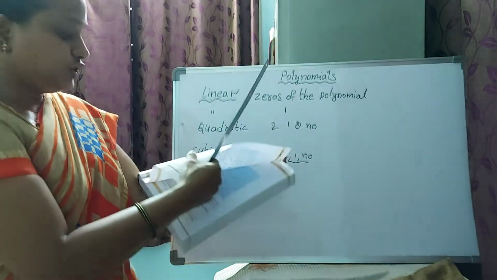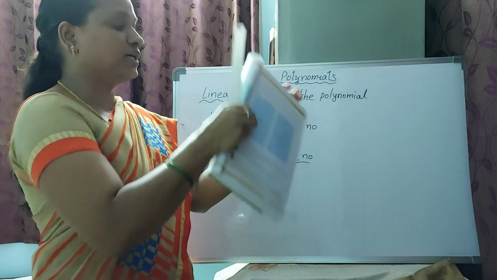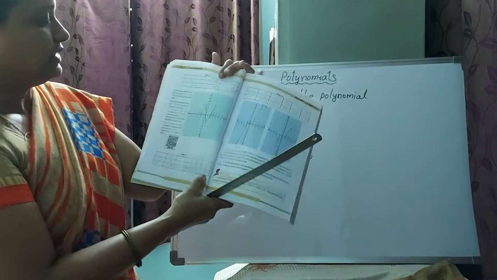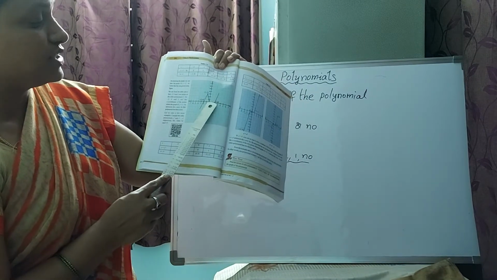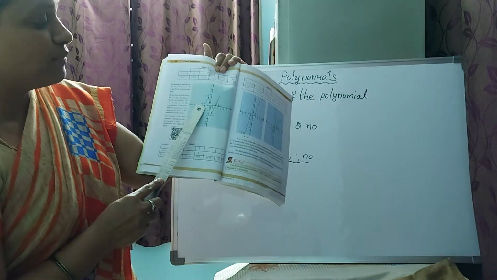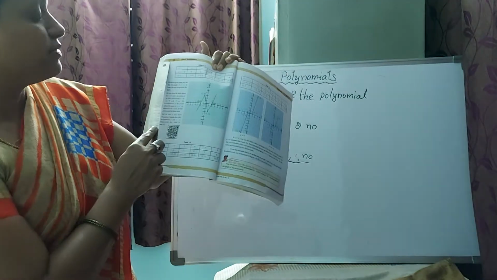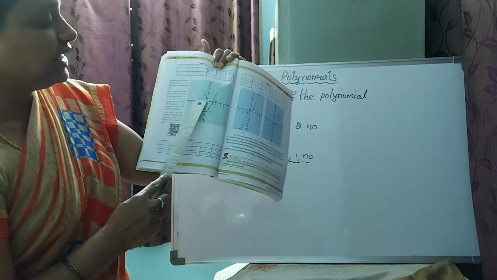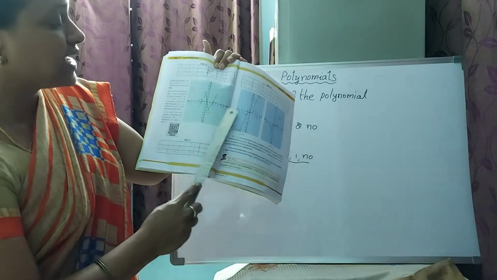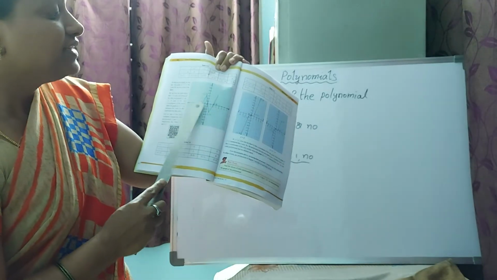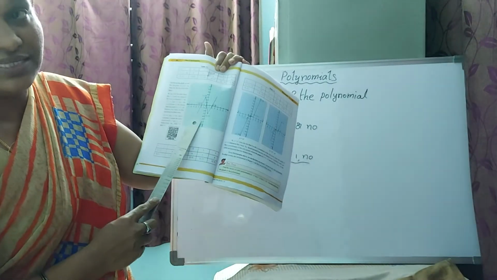Now come to the cubic. Zeros of the cubic. It may be 3. See here: 1, 2, 3. Points (0, 0), (-2, 0), (2, 0). Page number 56. This graph intersects the x-axis at 3 points. That means there are 3 zeros of the polynomial.